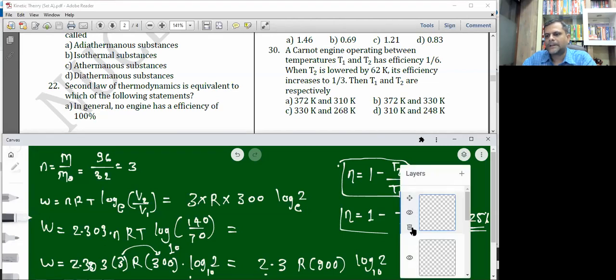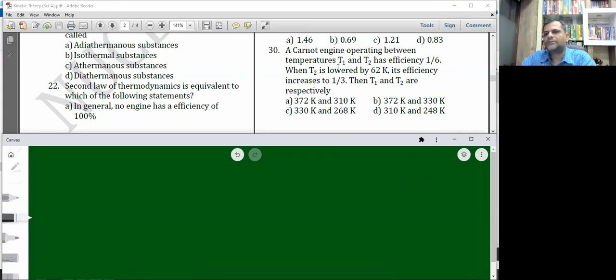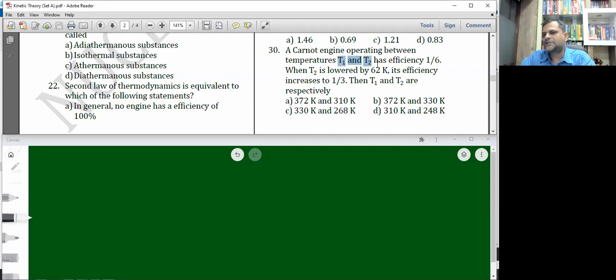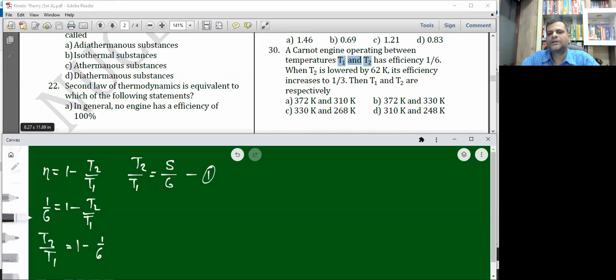So see here, from the first condition, what do we get? If it is working between these two temperatures T1 and T2 and its efficiency is 1/6, then eta is equal to 1 minus T2 upon T1. Using this formula, we should get 1/6 equal to 1 minus T2 upon T1, from which we get T2 upon T1 equal to 1 minus 1 upon 6. That means T2 upon T1 comes out to be, what is 1 minus 1 upon 6? It is 5/6, right? So this 5/6 is equation number 1, which we got just by using the first condition. Okay.